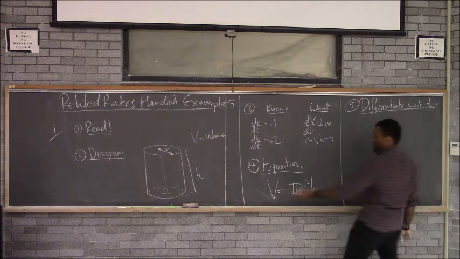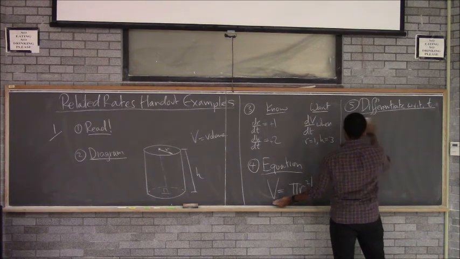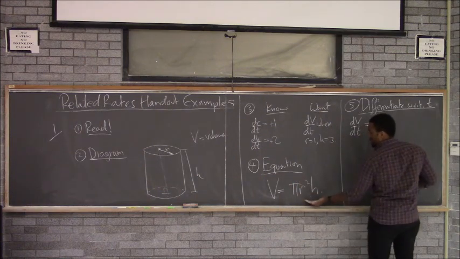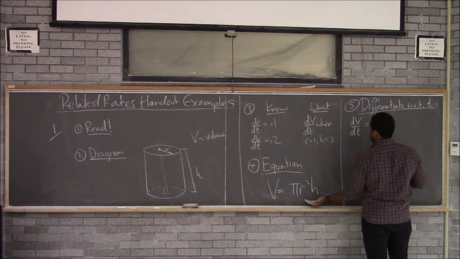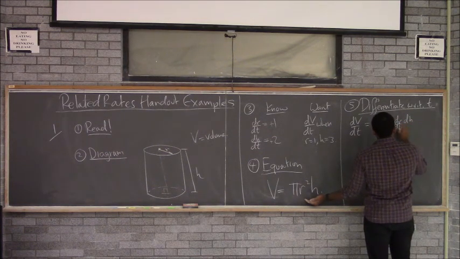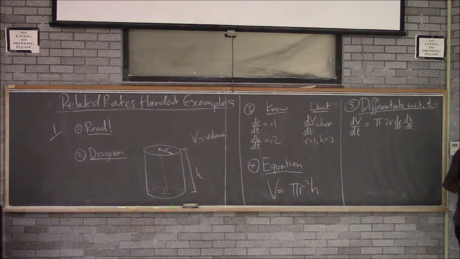So, what is the derivative of V with respect to time? It's going to be dV over dt. How do I differentiate this side? Pi times 2R times dr dt times dh dt. No. What's wrong? Yeah? Gotta use the product rule. Have to use the product rule.